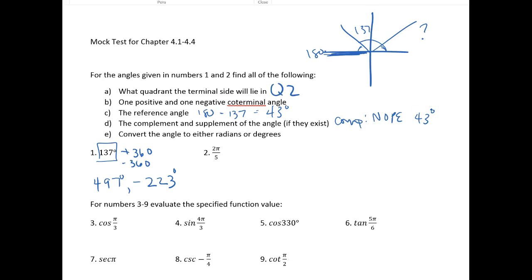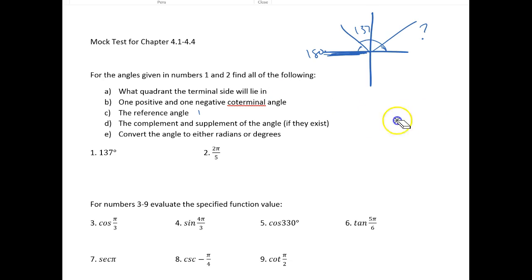Okay, part E, convert to either radians or degrees. Well, I'm in degrees, so this is asking me to convert to radians. When you want to convert to radians, you just multiply by pi over 180. And if you have a calculator, I recommend, don't touch the pi. Leave that alone. Just reduce your fraction here. I don't think this is going to reduce. I don't think anything goes into 137 and 180. So for me, that would be my final answer.